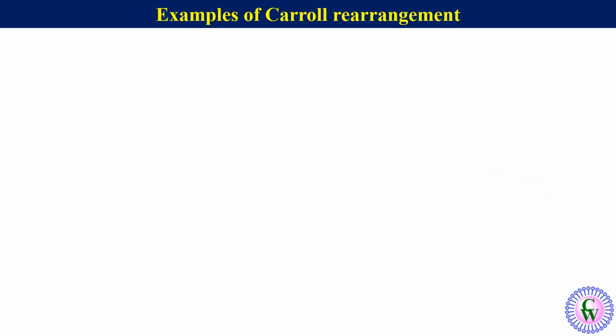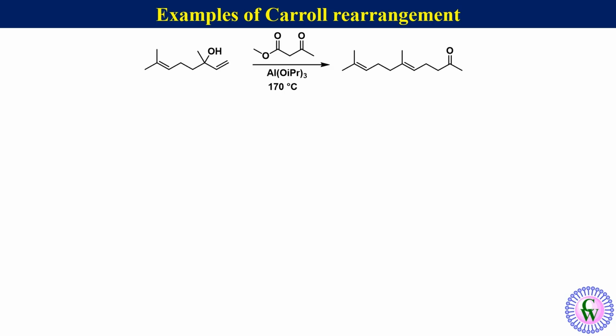Example of Carroll rearrangement. Linalool, when allowed to react with methyl acetoacetate in the presence of catalytic amount of aluminum isopropoxide at 170 degrees centigrade, produces geranyl acetone. Let's see how that happens.